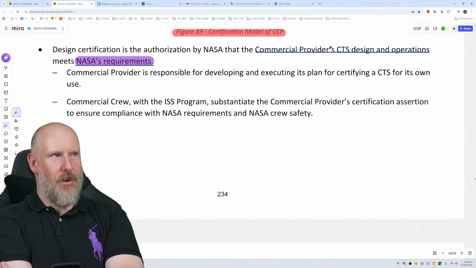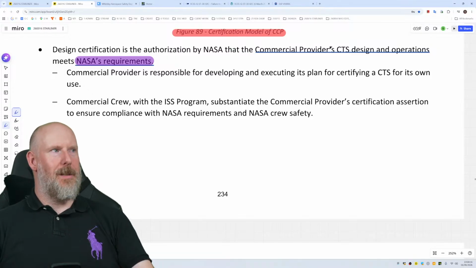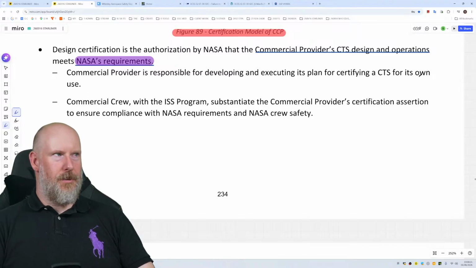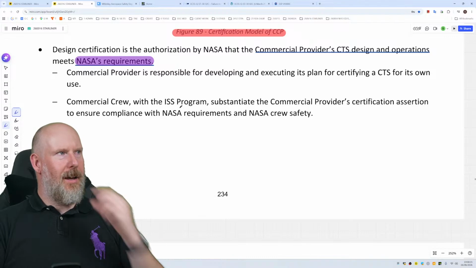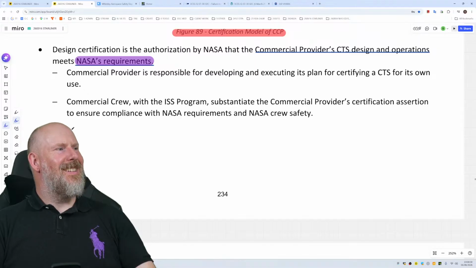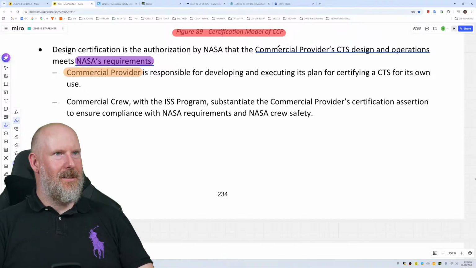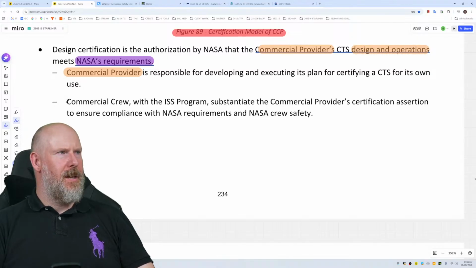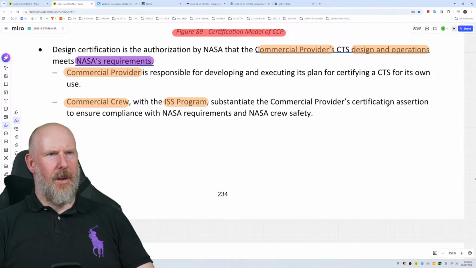Anyway, commercial provider is responsible for developing and executing its plan for certifying a CTS for its own use. Commercial crew with the ISS program substantiate the commercial provider's certification assertion to ensure compliance with NASA requirements and NASA crew safety. So this is the commercial provider's design and operations.